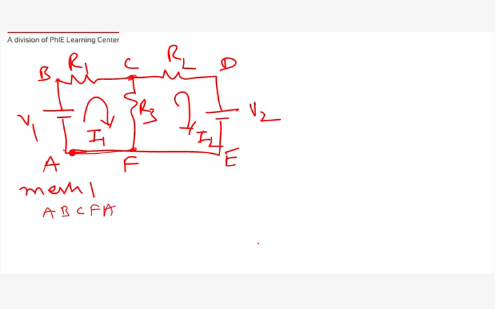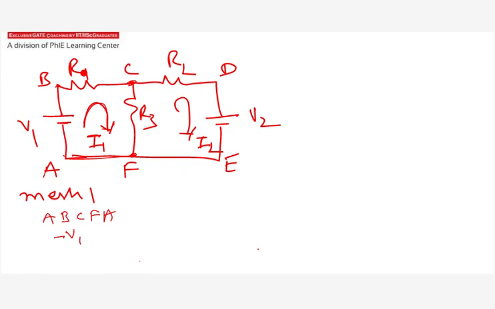And the voltage drop here is I1 minus I2. I want the voltage in this direction. So (I1 minus I2) into R3 is equal to 0. So this is for mesh 1. Okay, so I can write V1 is equal to I1 into (R1 plus R3) minus I2 into R3. So this will be equation 1.